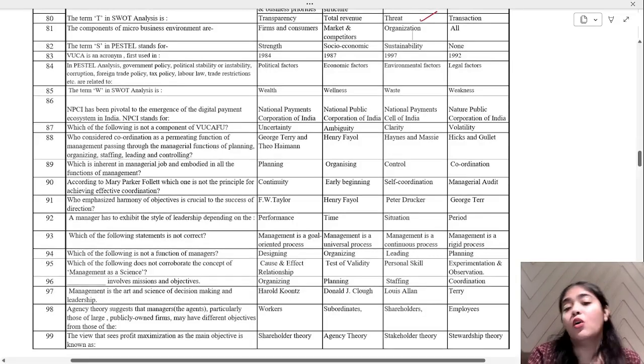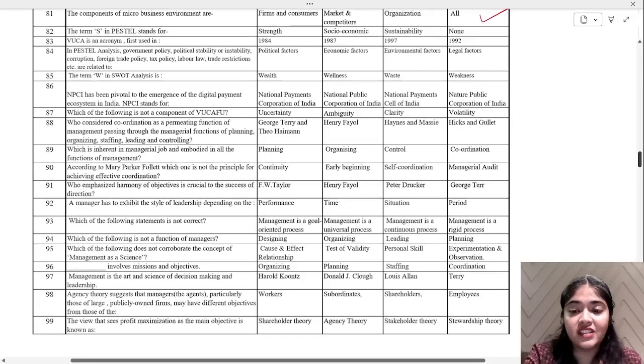Components of micro business environment are firms and consumers, market competitors, market and competitors, organization, or all. These are all the components of micro business. Okay, firm and consumers, market and competitors, and organization. Everyone is a major component of micro business environment.